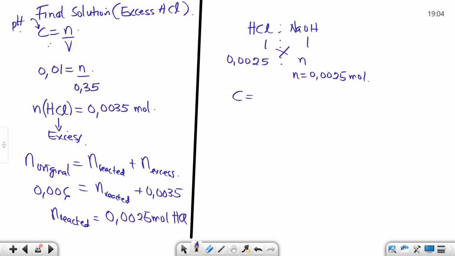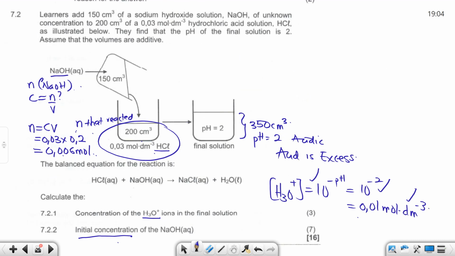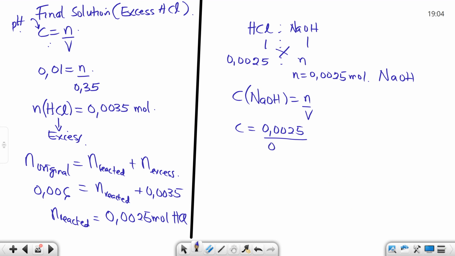What am I looking for? Concentration, okay, let's be specific. Concentration of sodium hydroxide equals N over V. Do we know our concentration? That's what we are looking for. Do we know the number of moles? By the way, this one is number of moles of sodium hydroxide, 0.0025. What is the volume of my sodium hydroxide? 150, which is 0.15 dm cube. Give me your answer here. 0.166, which is 0.17, 2 decimal places, right? Moles per dm cube. We're done.